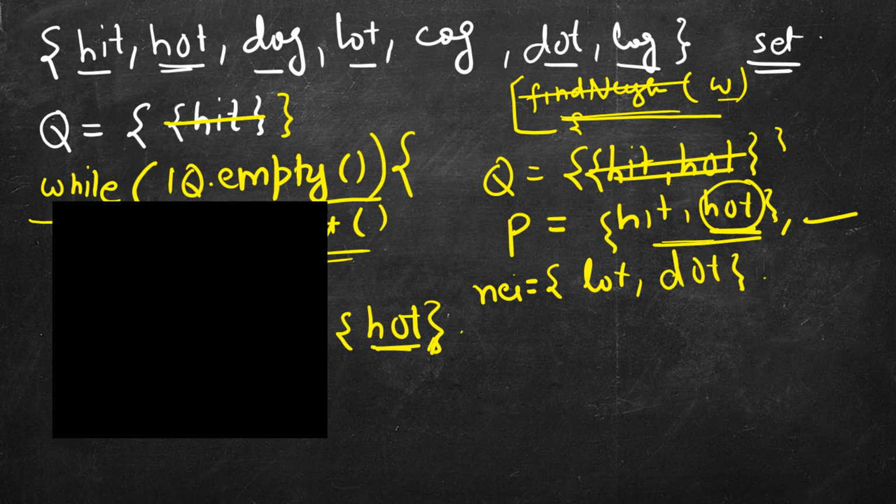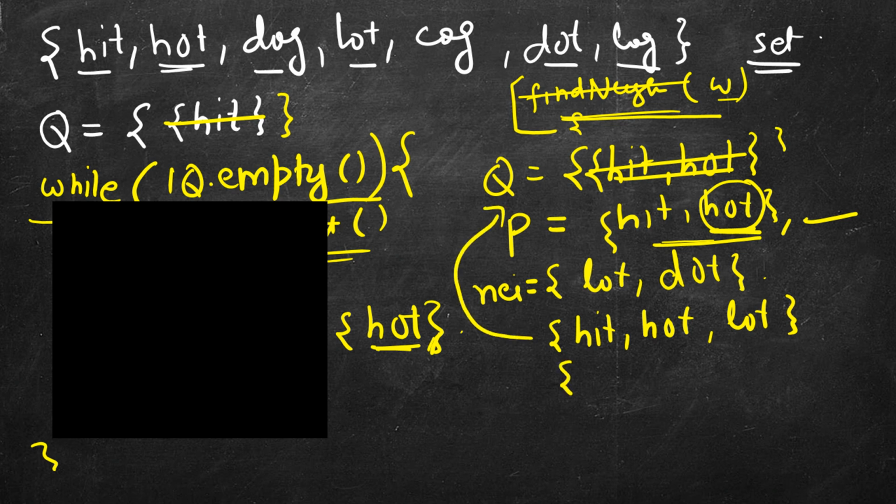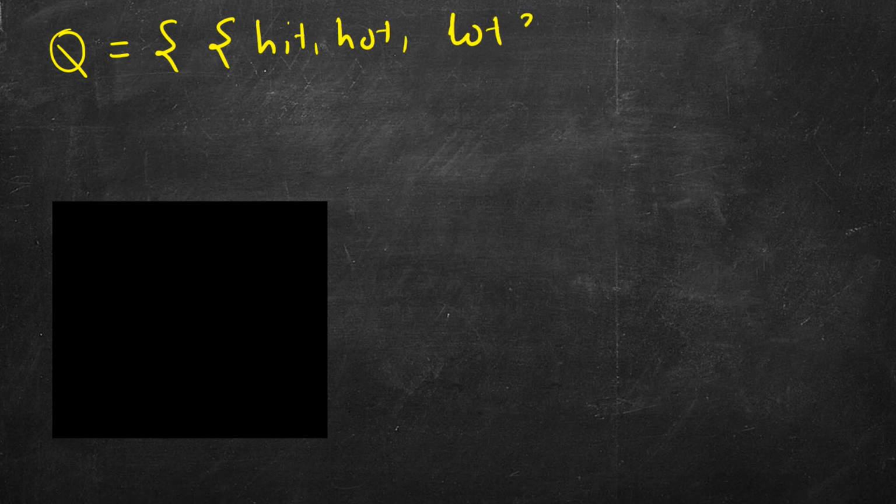So we will have 2 new paths. So we will insert both of these in the queue again. So the queue is empty here, but we have not gone till the end of this while loop. So before reaching here, again these 2 will be pushed in the queue. So the new paths will be hit hot lot, which will be pushed to the queue here, and hit hot dot, which will also be pushed. Now the queue has 2 paths, hit hot lot and hit hot dot.